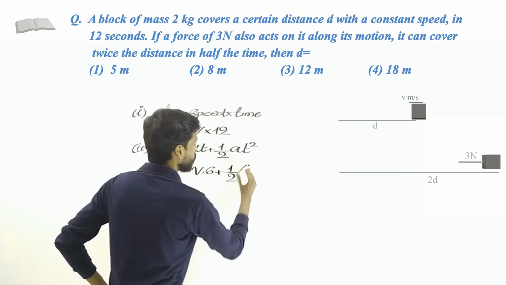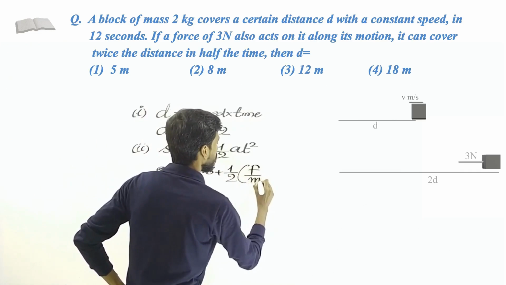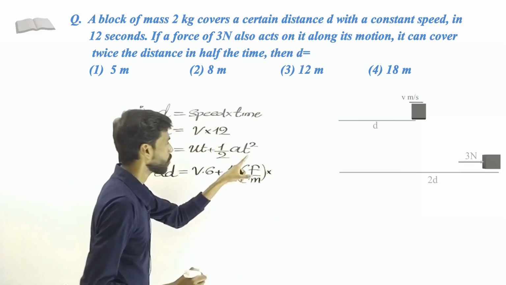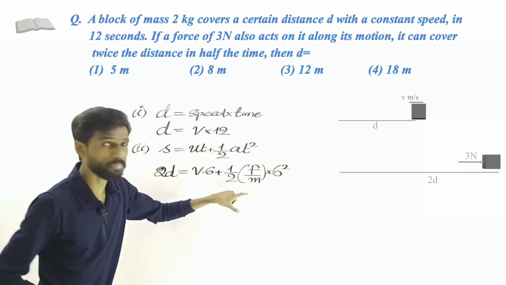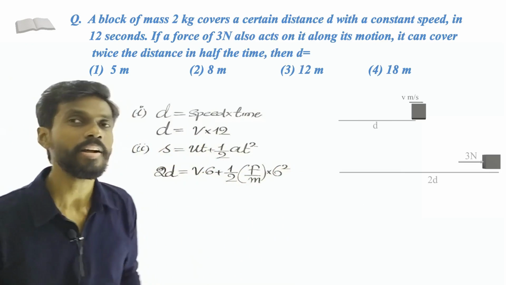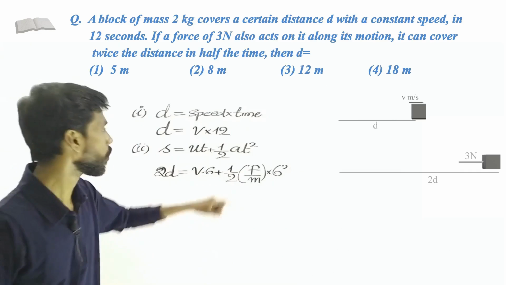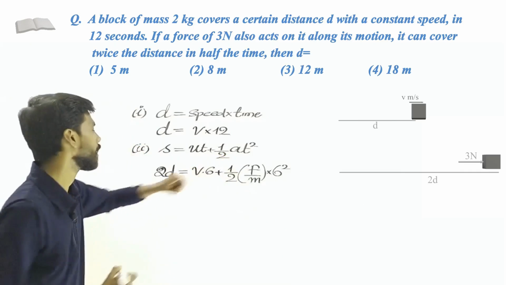What is acceleration? Force divided by mass, multiplied by t square. So t is 6 again, so 6 square. Force divided by m is the acceleration. As per Newton's second law, force equals mass times the acceleration, so acceleration equals force divided by m. So let us substitute the values here.